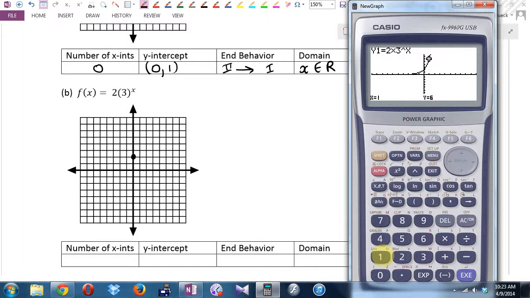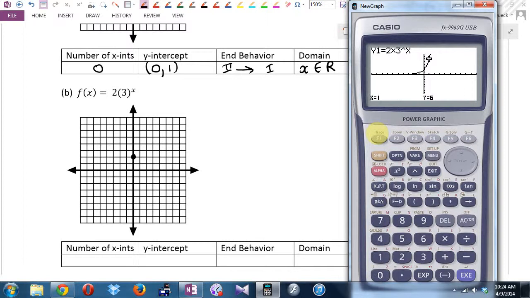You got the graph okay though or not? Yes? So you hit trace, which is F1. And then you just literally type the number. So if I type in 1 on my calculator and hit equals or execute, it's saying it goes through 1, 6. Is that working or no? Yeah, okay. What did 1 go with on the previous graph?